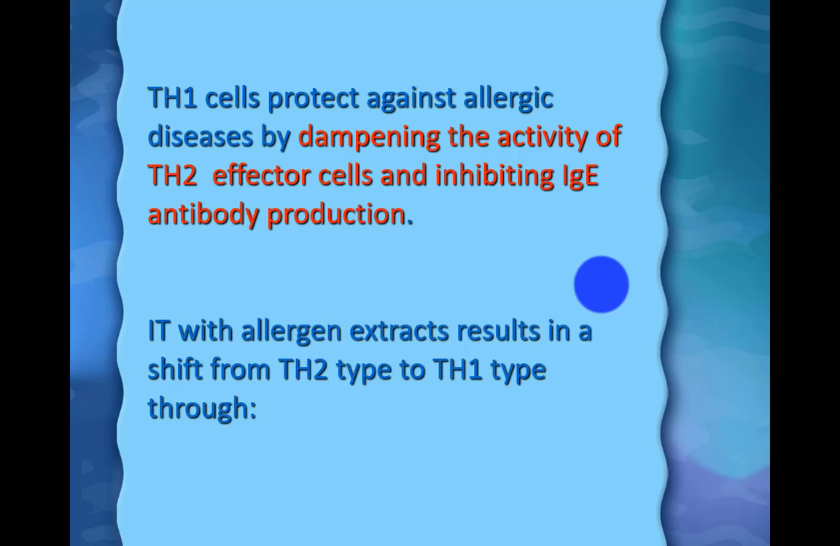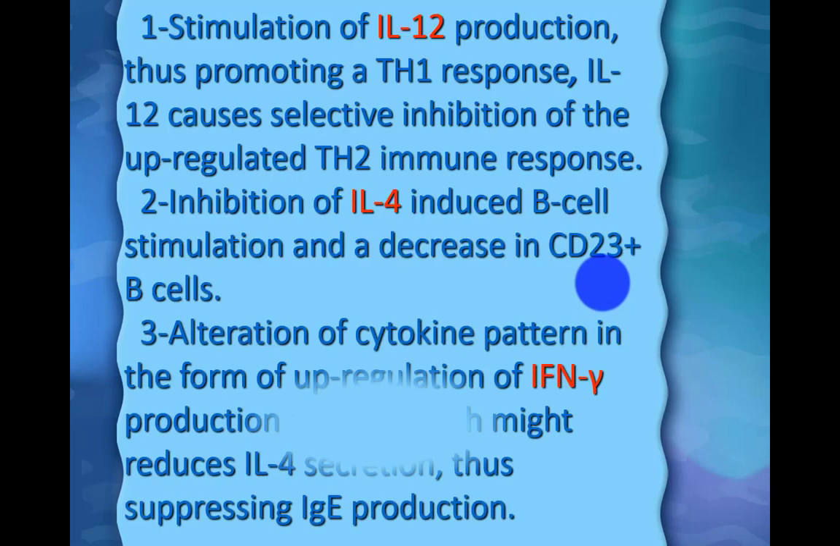T helper cells. T helper 1 cells protect against allergic diseases by dampening the activity of T helper 2 effector cells and inhibiting IgE antibody production. IT with allergen extract results in a shift from T helper 2 type to T helper 1 type through stimulation of interleukin 12 production, thus promoting a T helper 1 response. Interleukin 12 causes selective inhibition of the upregulated T helper 2 immune response.